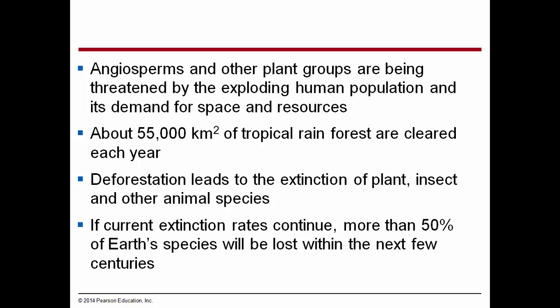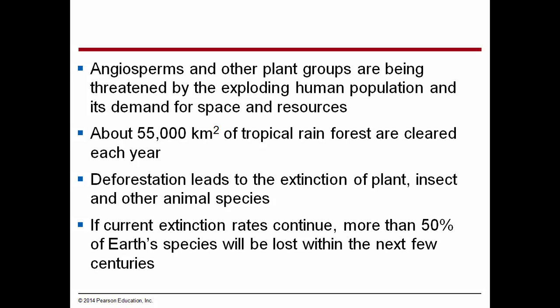Angiosperms and other plant groups are being threatened by the exploding human populations and demand for space and resources. About 55,000 square kilometers of tropical rainforests are cleared every year. That's about half the size of the city of Richmond every year, and it's mostly in the Amazon rainforest, although there is some deforestation going on in Africa, but it's a sizable amount.